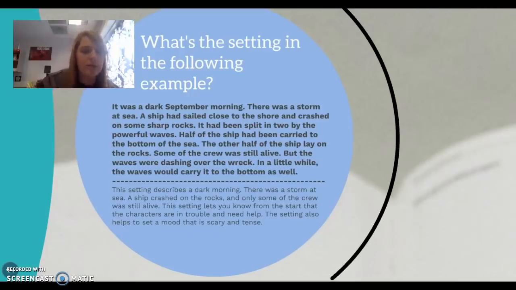So this setting describes a dark morning. There was a storm at sea, a ship crashed on the rocks, and only some of the crew still was alive. So it lets you know from the start that the characters are in trouble and that they need help. It also helps to set the mood that is scary and tense. So again, if this same situation had taken place somewhere else, it would be a very different story. So the setting definitely influences the plot, and again, setting is both the time and the place that the story is happening.